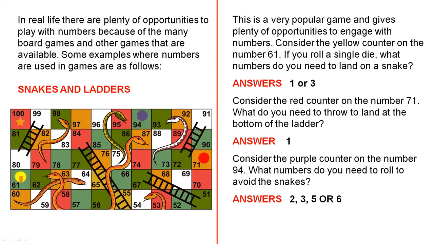So here we are. So we've got 1. So if you throw 1, you land on a snake. 2, 3. And if you throw 3, so 1 or 3 will land you on a snake, and that means you slide down.